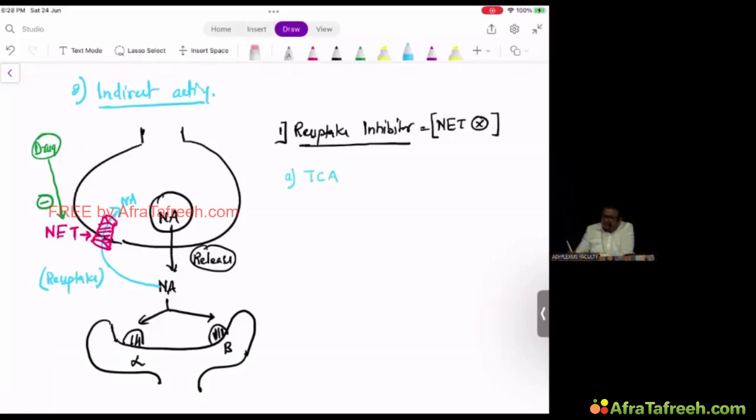Once you have understood this, you can write the drug names: tricyclic antidepressants. Tricyclic antidepressants will be studied in detail in the chapter on depression. Not here, but they are NA reuptake inhibitors.